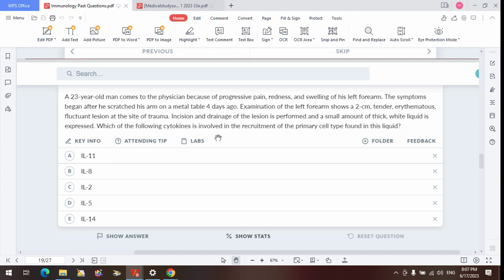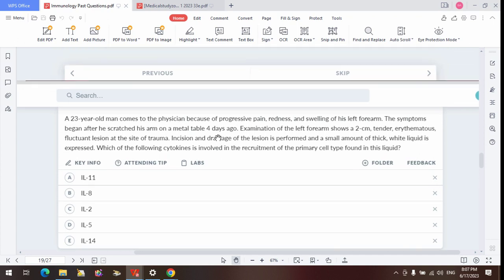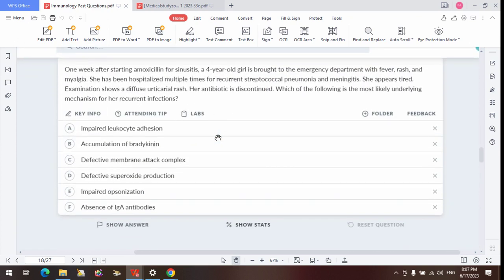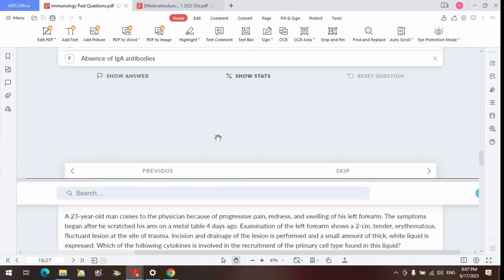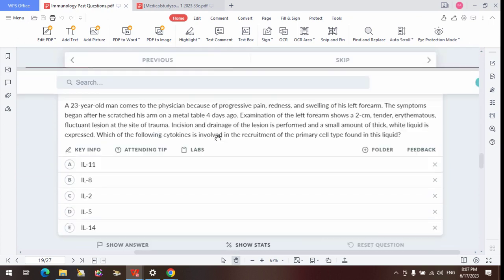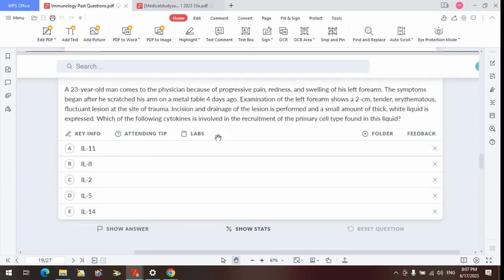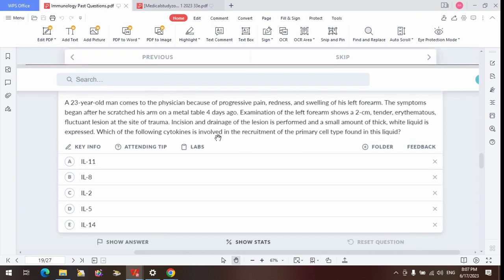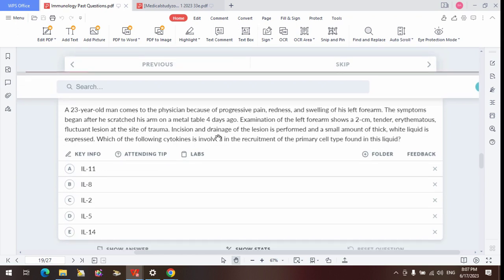Interleukin 5A? Is it interleukin 5A or C5A? Somebody said C5A. Everybody knows there's nothing like interleukin 5A.